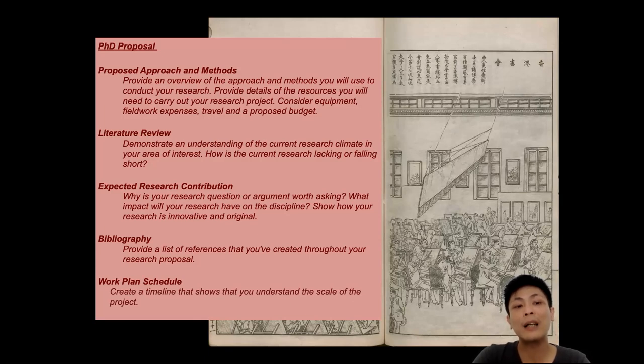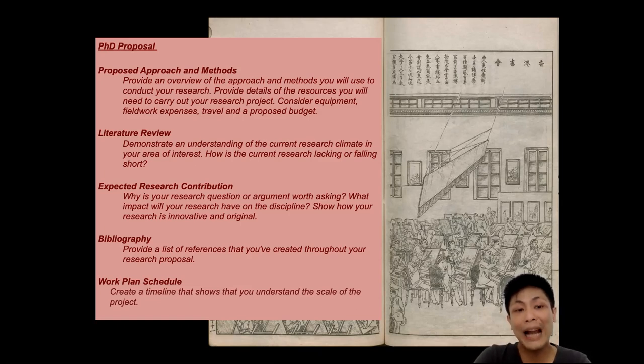So approach here refers to the perspective that you will be adopting or the theory that you will be using. And methods is really about how you're going to obtain those data and information and where those resources and data are located. Please provide details of the sources that you will be using to carry out your research. It is not enough to say that they exist in some archive.